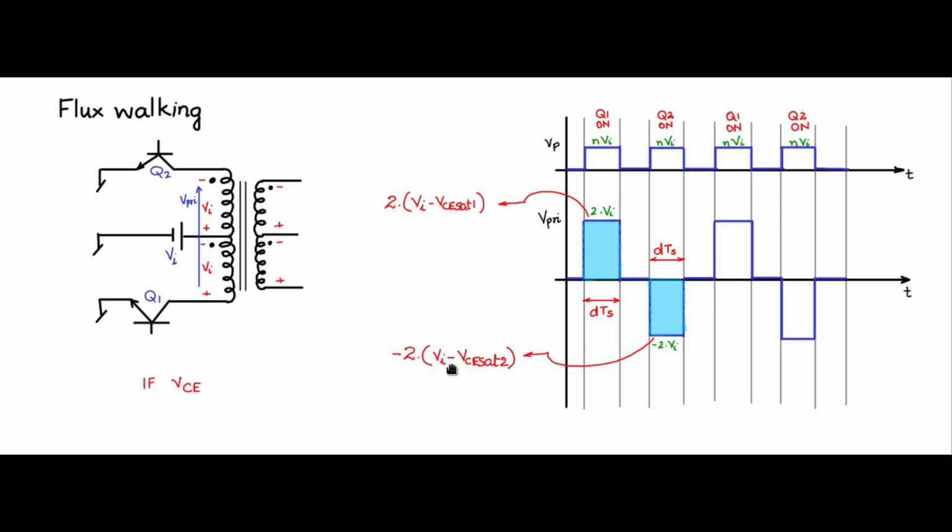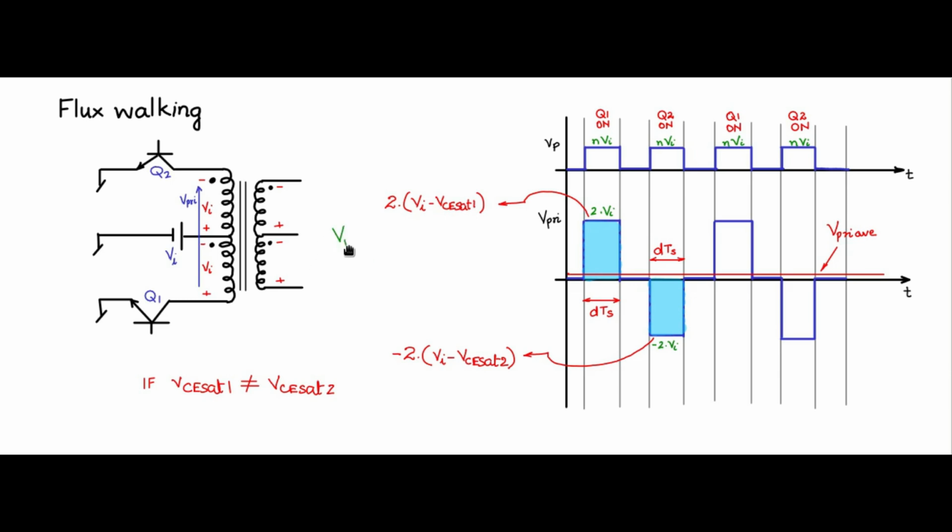So if VCE sat 1 is not equal to VCE sat 2, then there can be a small average here. It can be a very small average. We'll call that V primary average. It could be as little as a microvolt, but even if it is a microvolt, you will have a problem.